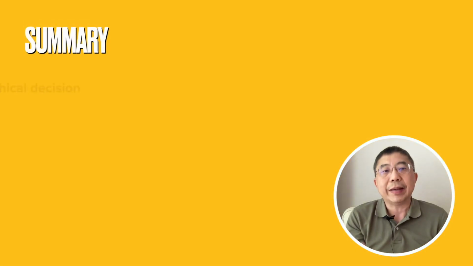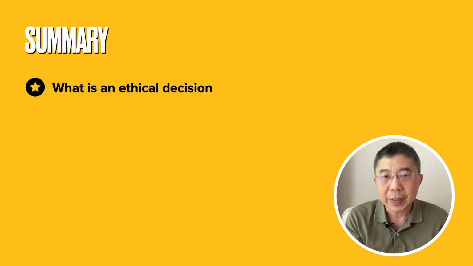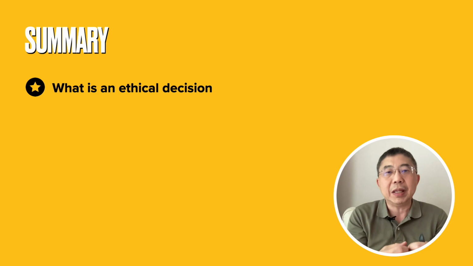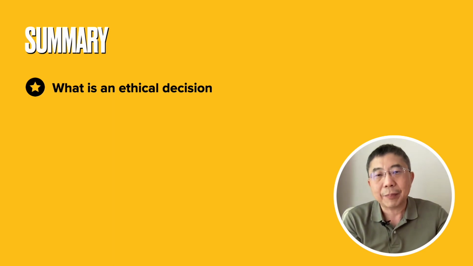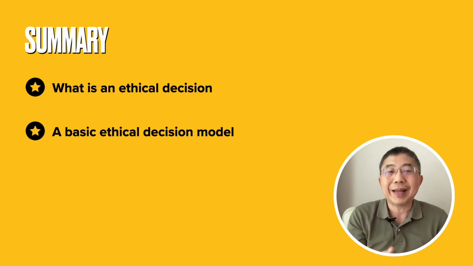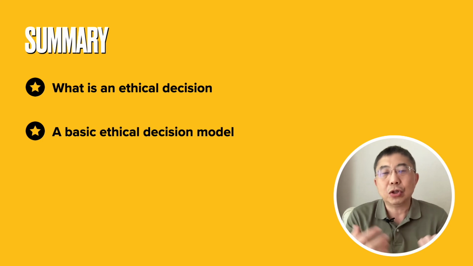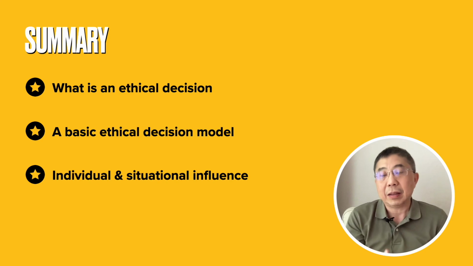So in summary, what we have looked at now is an understanding of what an ethical decision is. An ethical decision would be a decision where we have to choose between 2 or more alternatives, and there is a moral or ethical impact on other people around us. And we have looked at a very basic ethical decision model and the influences on this ethical decision process that we have discussed.